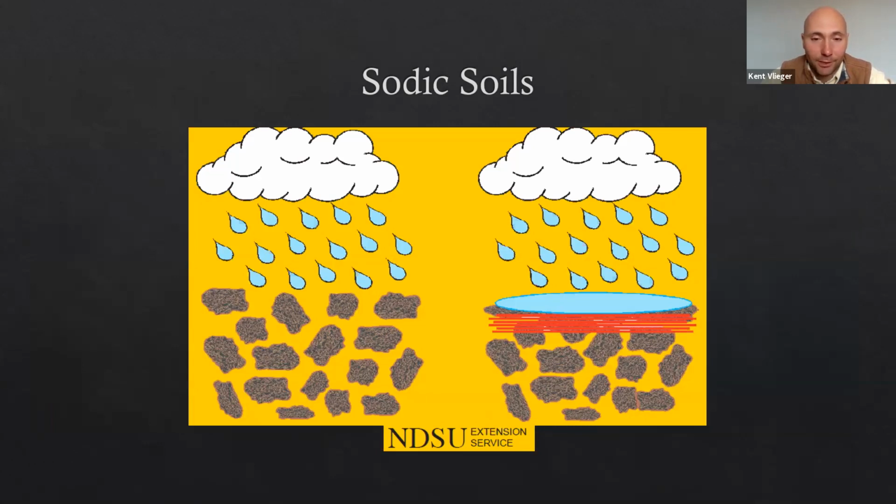And this is just a simple graphic of what happens. Once that soil surface is sealed through sodicity, it becomes problematic because we can't move that water down, and we can't pull those sodium soils back lower into the profile where we want them and where they belong.